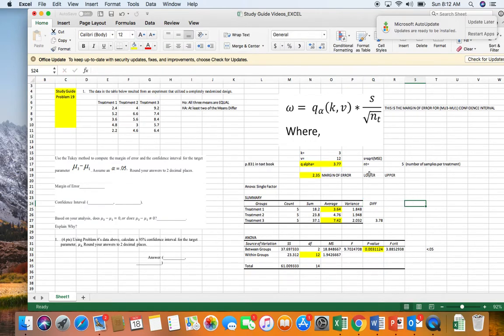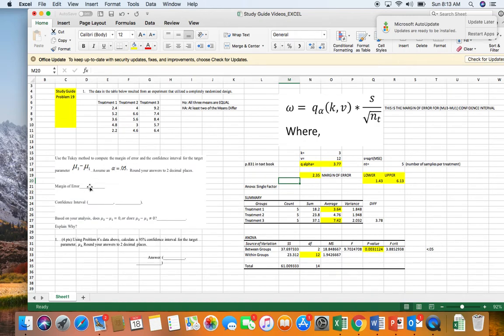So to calculate the lower and upper interval, we simply will subtract and add this margin of error from this difference. And so we're going to hit equal 3.78 minus 2.35, and we're going to add the difference plus the margin of error, and this is the confidence interval for this ANOVA experiment. Again, this is the confidence interval for mu3 minus mu1.